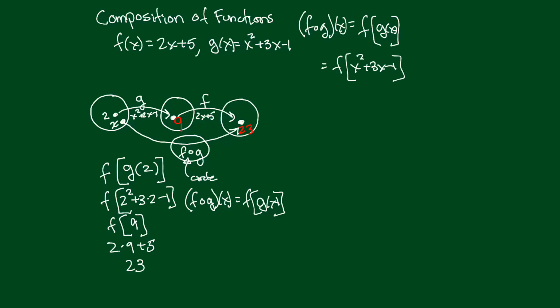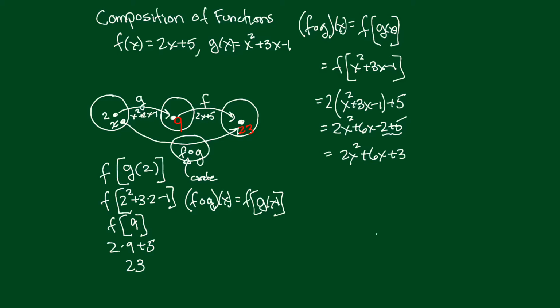And then what do you do with this x squared plus 3x minus 1? Well, you put that into f. So you go over to f and you replace all the x's with that x squared plus 3x minus 1. And that's going to look like this. This will be 2 times, now that x, I'm going to replace this with x squared plus 3x minus 1. And then, don't forget out here, you got that plus 5. So plus 5. Let's multiply through. We'll get 2x squared plus 6x minus 2 plus 5. I can combine those. So I will get 2x squared plus 6x plus 3.